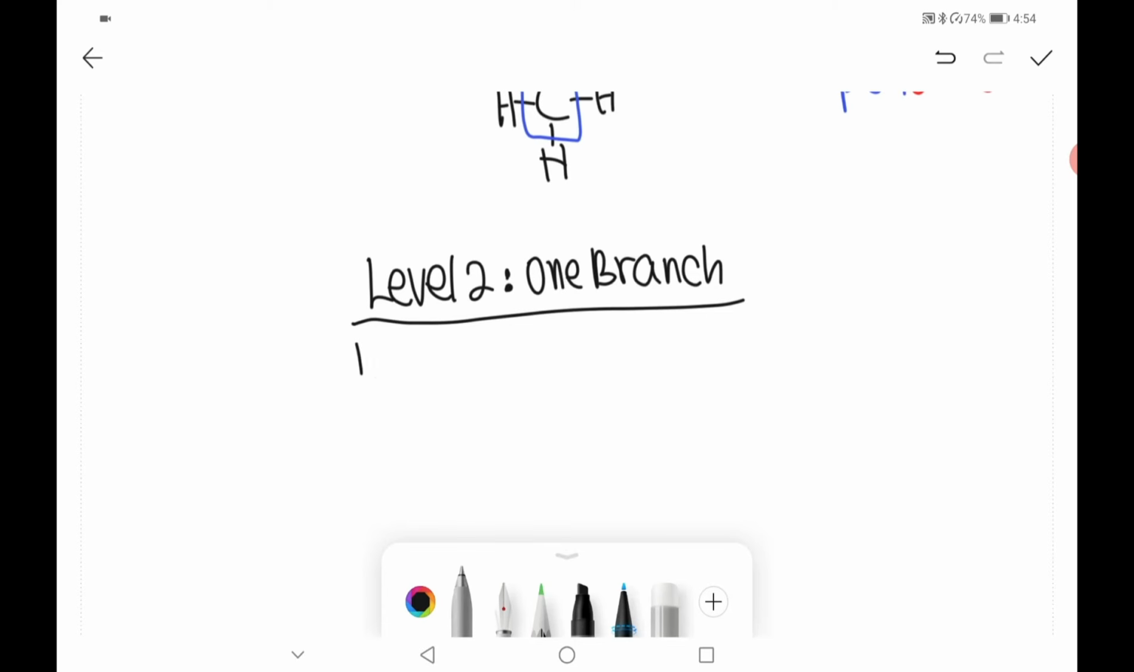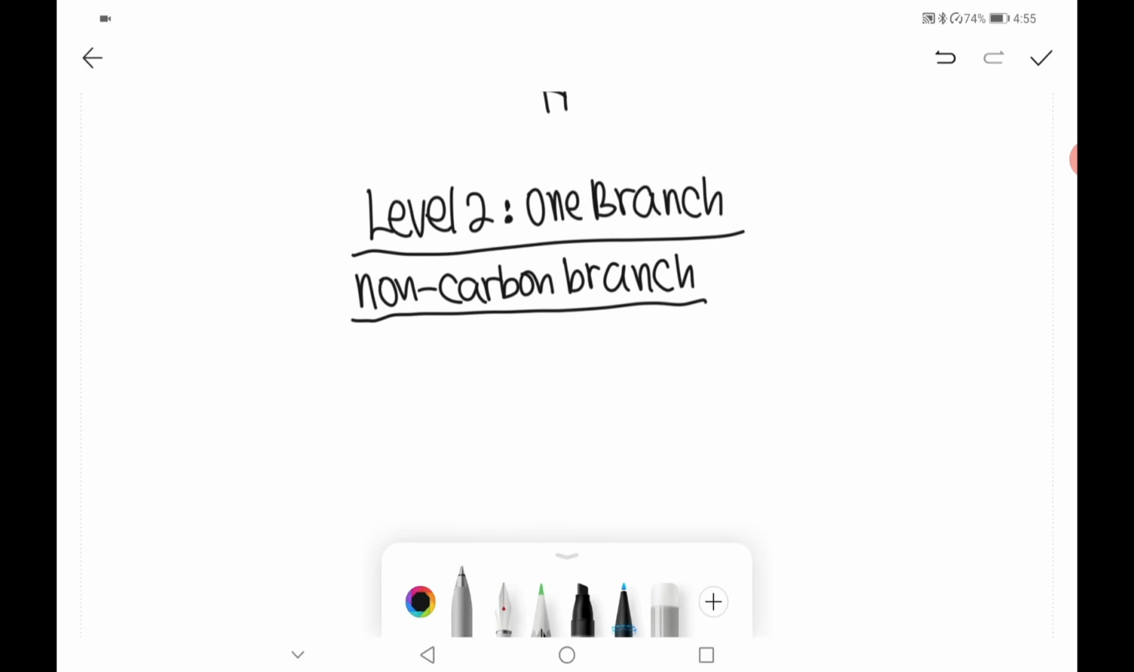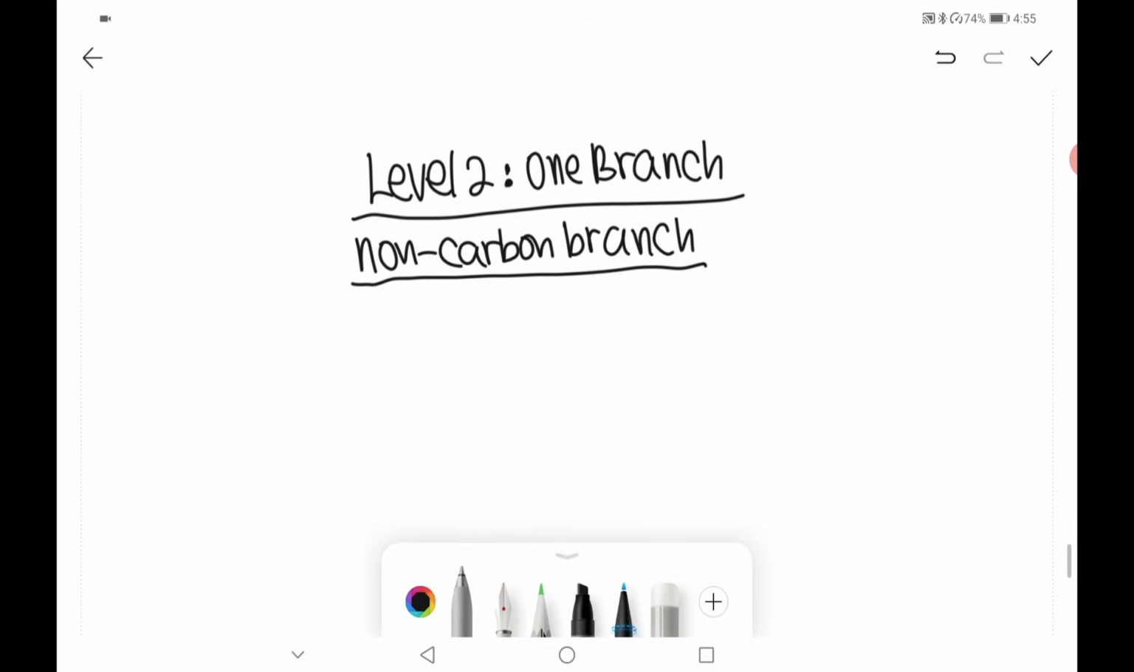I'll start with the non-carbon branch first. What if the branch is a non-carbon one? For your level, for the non-carbon branch, normally they will put a halogen. So this might be your branch, and this is the name of the branch.